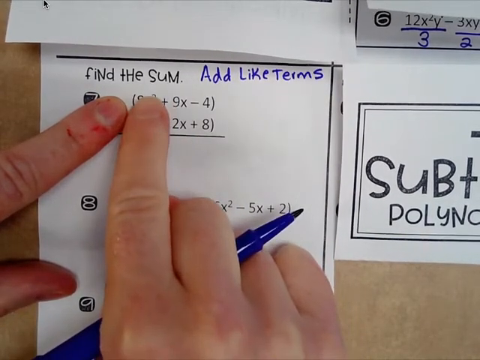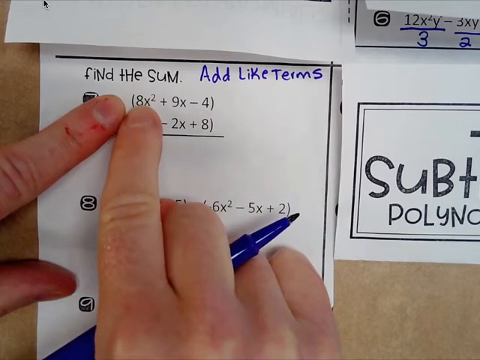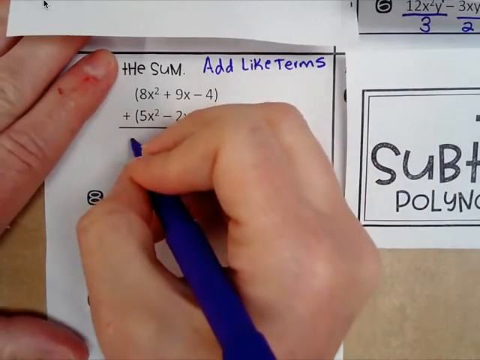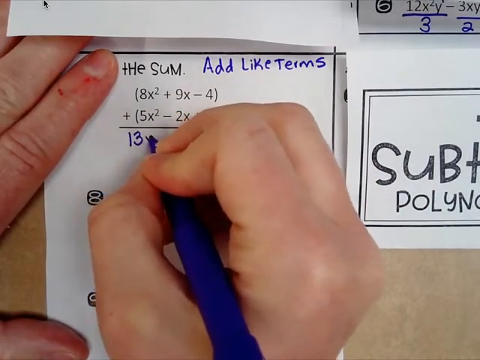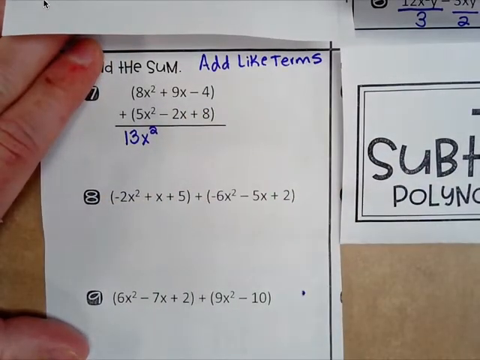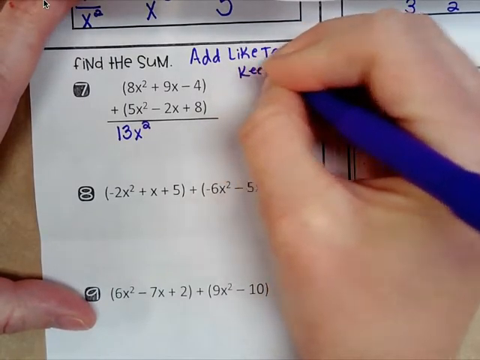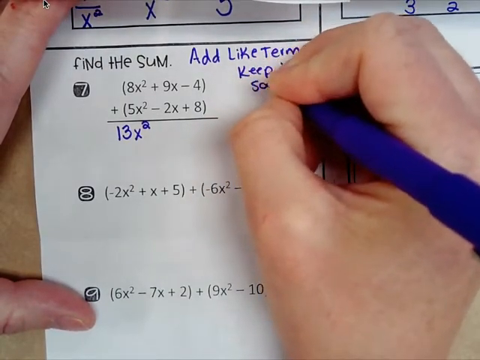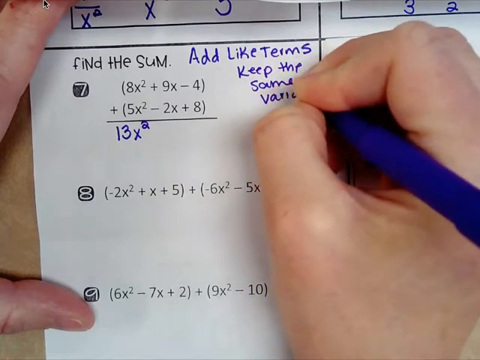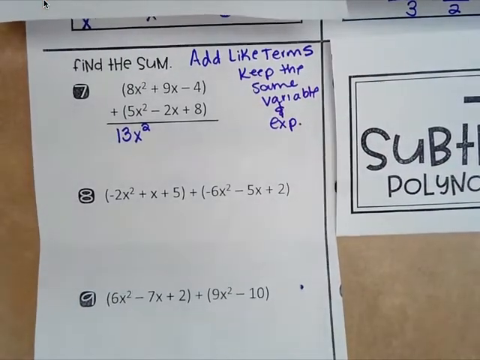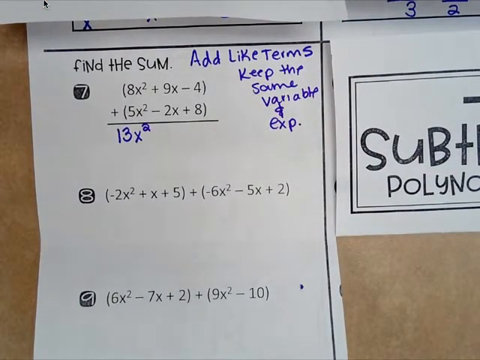Keep the same variable. So if this is 8x squared and 5x squared, how many x squareds do I have? 13. x squared stays the same. Keep the same variable and exponent. You do not add exponents because that's only if you multiply them. But we're adding them. We're not multiplying. So we're going to keep the same variable and exponent. Write that out to the side if you need that extra hint.